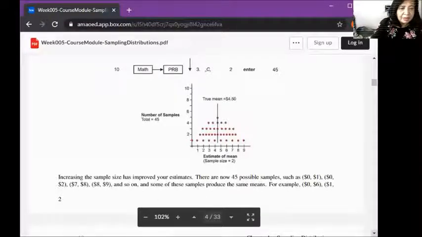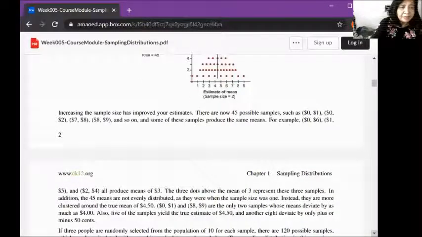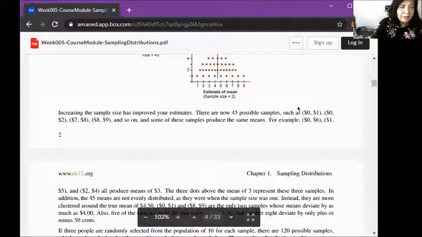This is what I said earlier. There are some possible combinations that would have the same mean, so they all belong together. So 0 and 6 is 3.